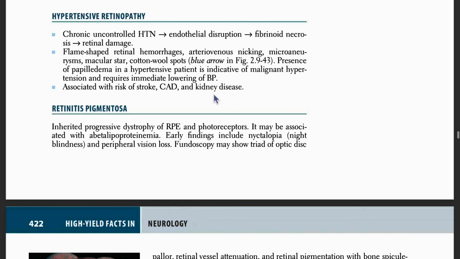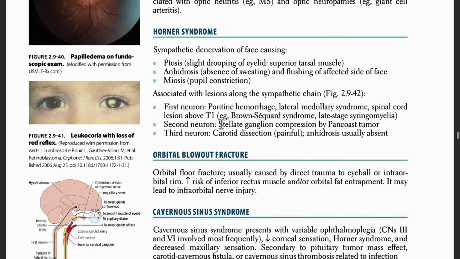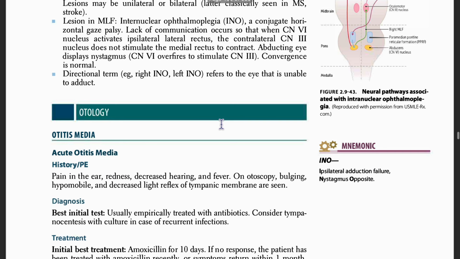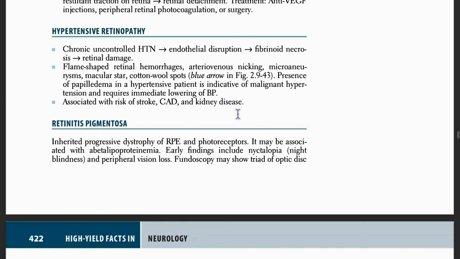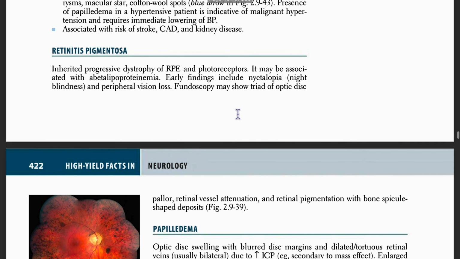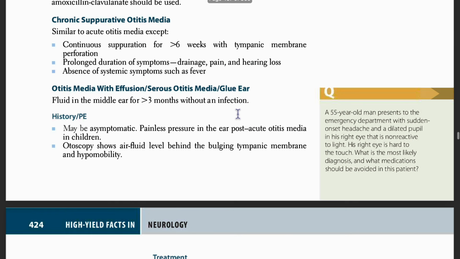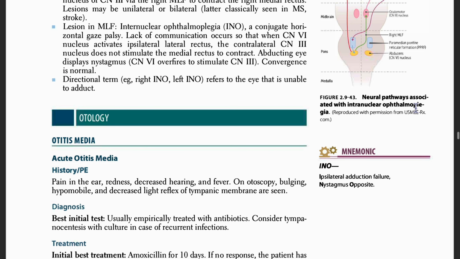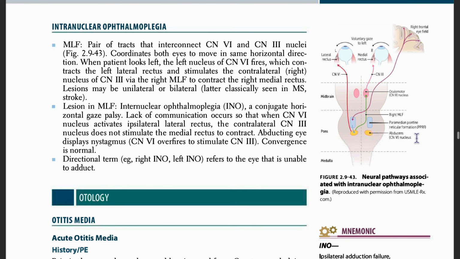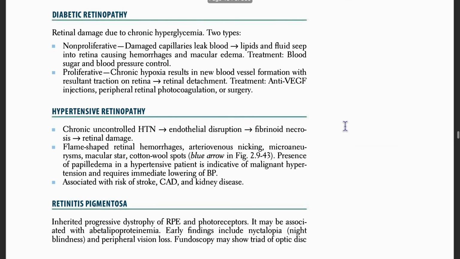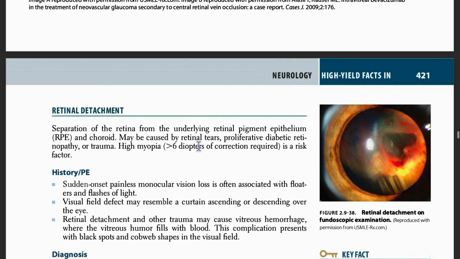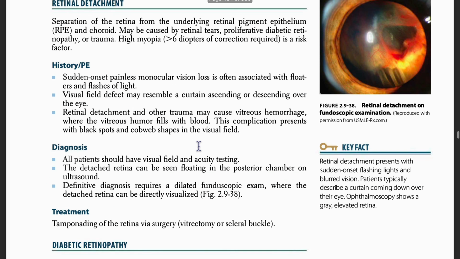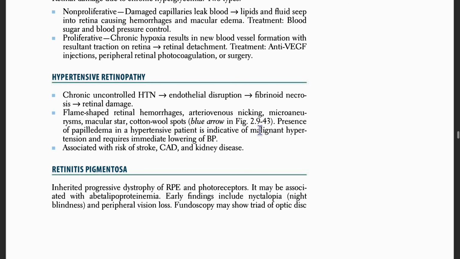Okay, dash 43 and dash 43. Which one is this talking about then? 2.9 dash 40. Right? Figure. I don't see no figure. Blue arrow in this. Cotton wool spots. Wrong figure. Presence of that associated with this. Okay.